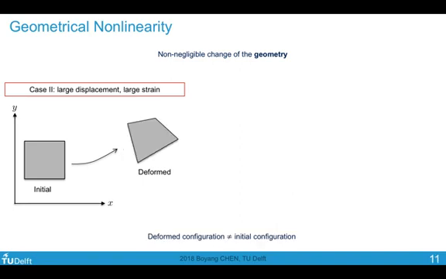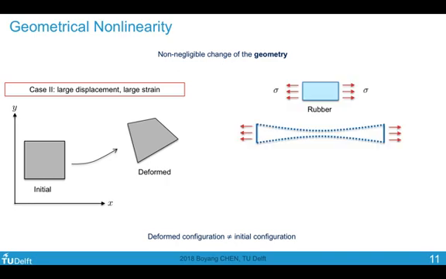In case 2, we would have both large displacement and large strain. This is the typical case with rubber. If we pull the rubber block, we could pull it to a very large extent. If we measure the stretch, lambda, stretch is defined as the current length of the rubber divided by the initial length of the rubber. So the stretch could go up to 5 times. And in this process, the relationship between sigma, which is stress, and lambda, which is stretch, is nonlinear.